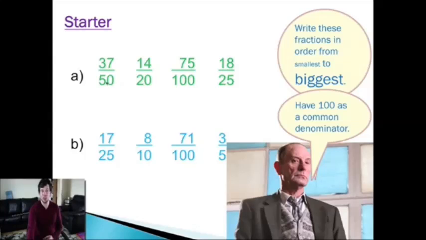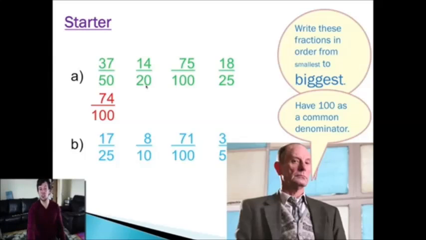How many 50s are in 100? 2. So if you multiply the denominator by 2, multiply the numerator or top by 2. What is 37 times 2? 74. So this fraction is 74 over 100.